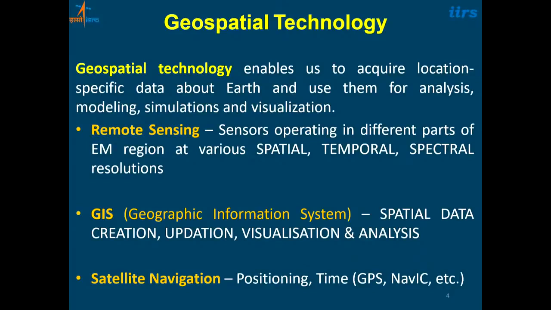If we go by the definition, geospatial technology enables us to acquire location specific data about earth and use it for analysis, modeling, simulation and visualization. This is a very basic definition: you are adding location information to the data, and once that is added, you use it for various purposes. It can be analysis of different kinds. I will tell you about some sorts of analysis which we can do with these location specific data sets.